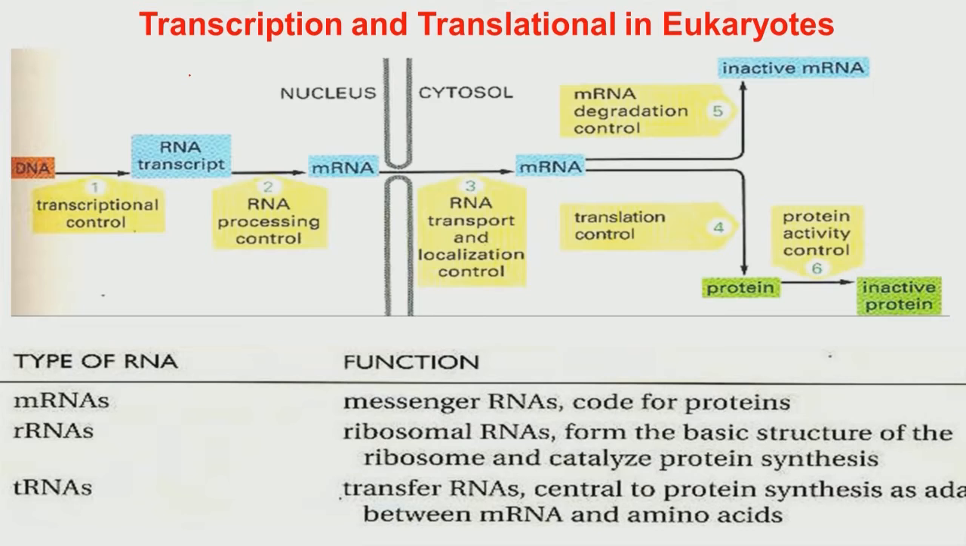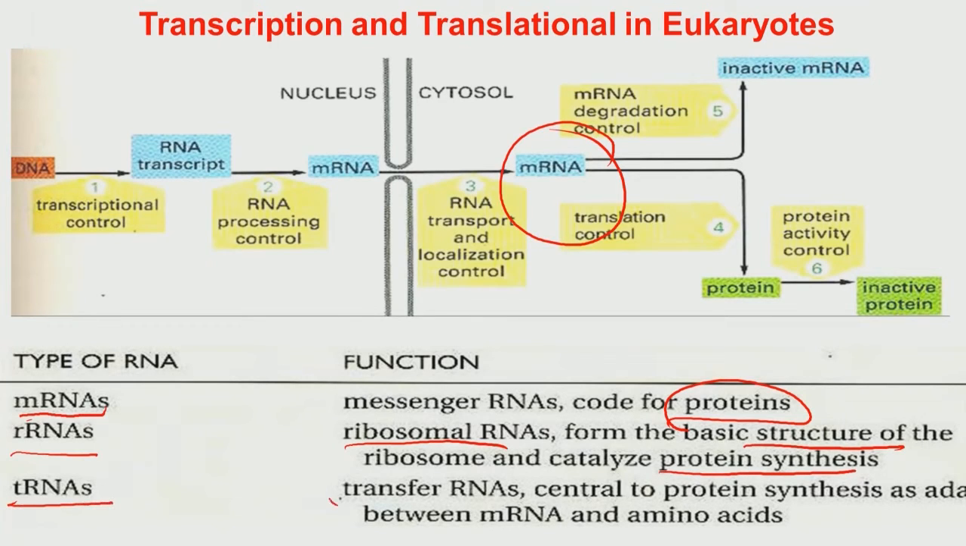So, you have different types of RNA. mRNA stands for messenger RNA, and it contains the code for proteins which will ultimately be synthesized in the cytoplasm of the cells, that is outside the nucleus. Then you have ribosomal RNA, that is rRNA, which forms the basic structure of the ribosome and catalyzes protein synthesis. Then you have transfer RNA, that is tRNA, which is central to protein synthesis. There is also another RNA type which takes part in certain biological processes.